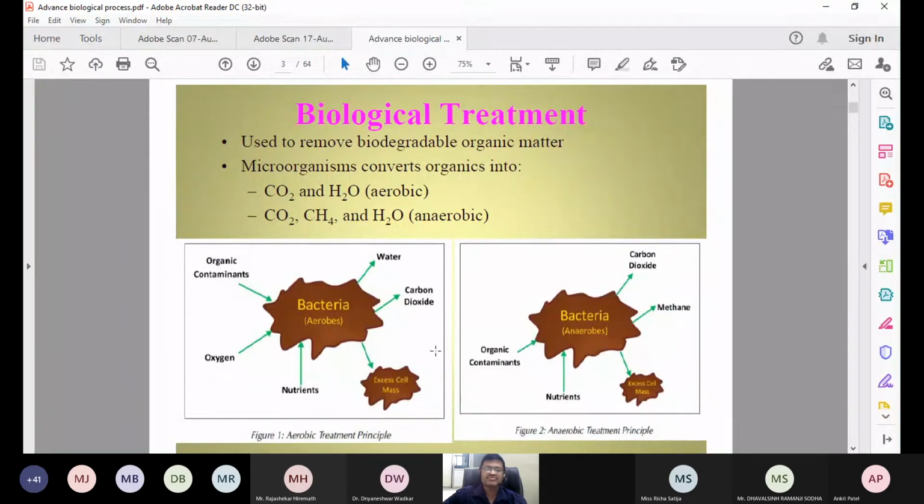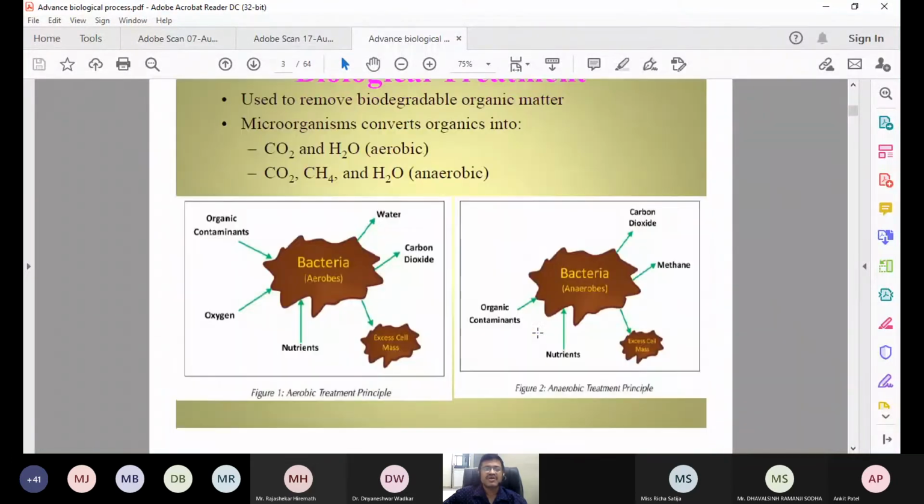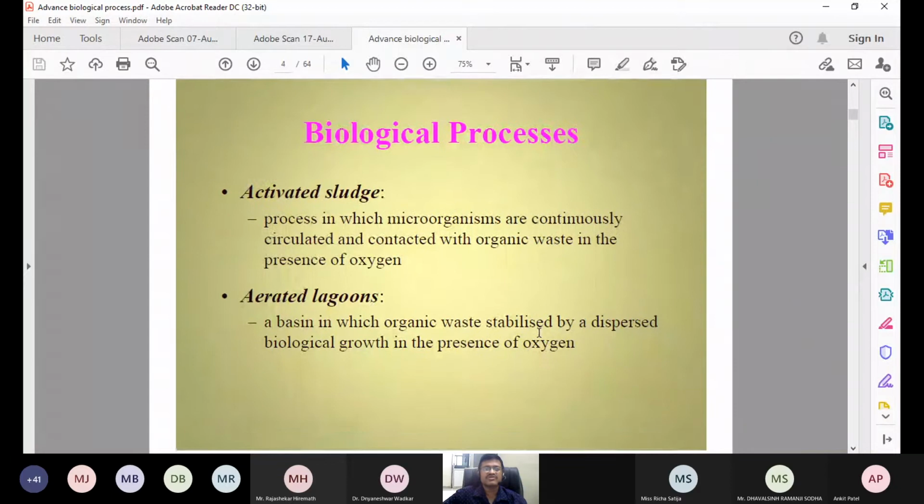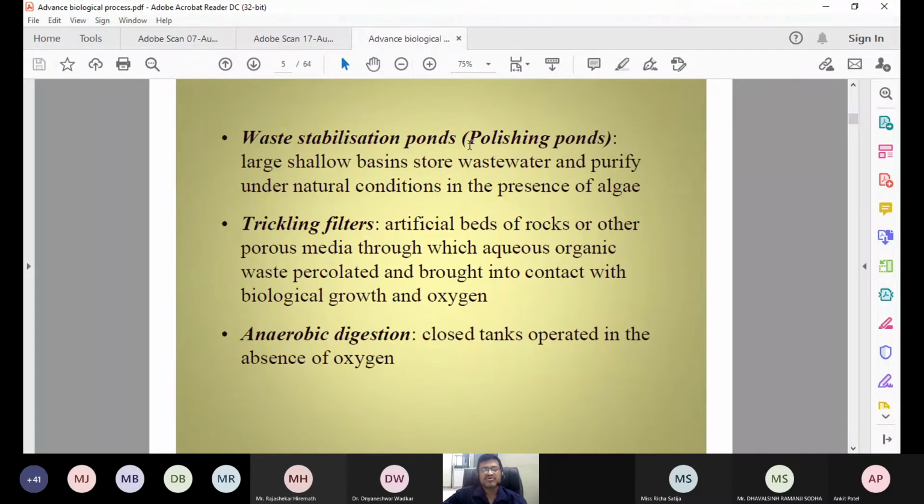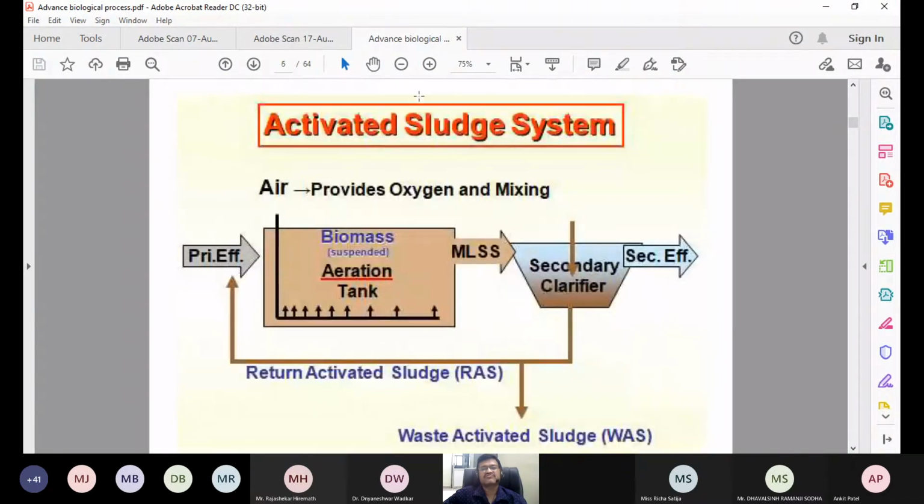Okay, so now we will go further. The biological processes using aerobic reactors are called activated sludge process, aerated lagoons, waste stabilization ponds, that is polishing ponds, and trickling filters. Then there is anaerobic digestion and other systems. First of all, we see the aerobic system, that is called the activated sludge system or activated sludge process.